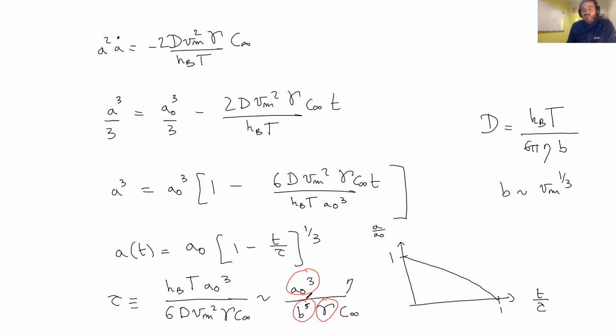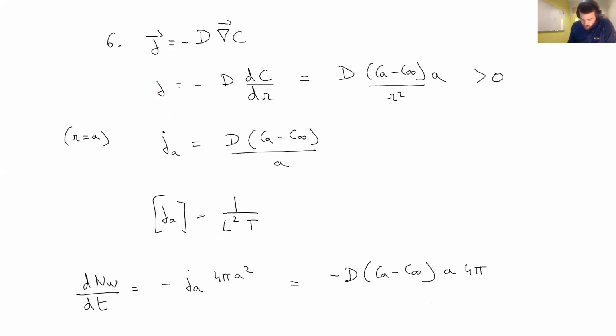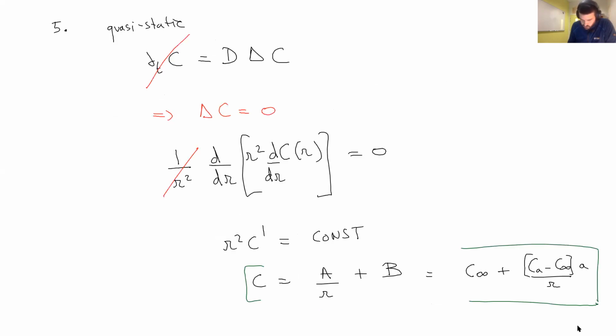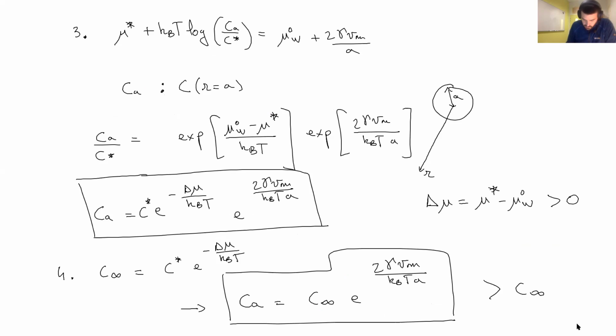This I cannot play too much. It's the size of a water molecule, so I won't comment further. This I already commented. And C infinity, let us remember what is C infinity. It should be given somewhere. C infinity is a concentration of reference. It can be 1 mole per liter, so it's meaningless. But you see that there is here something which is positive.